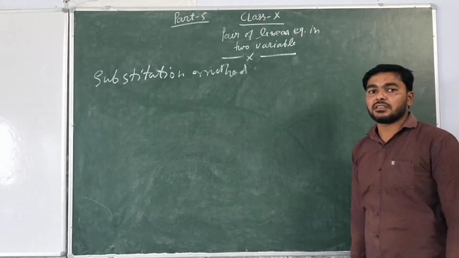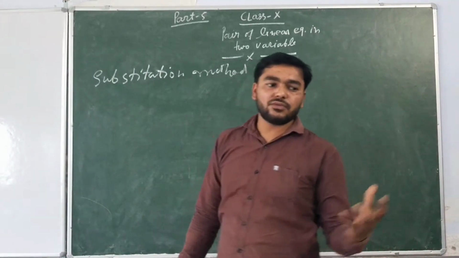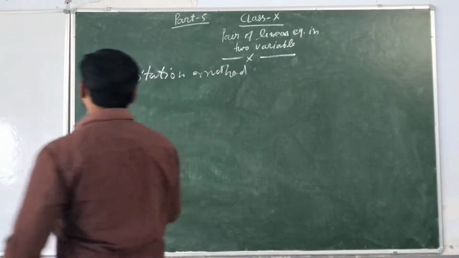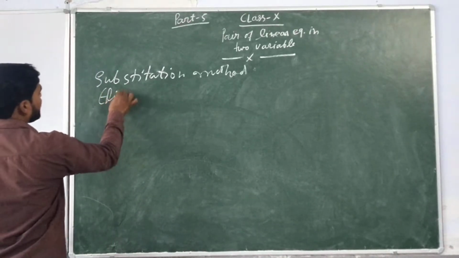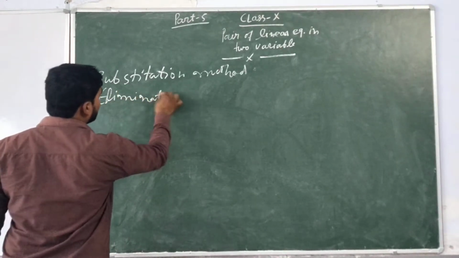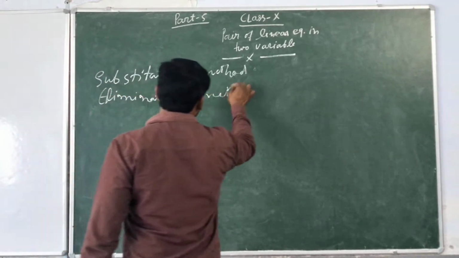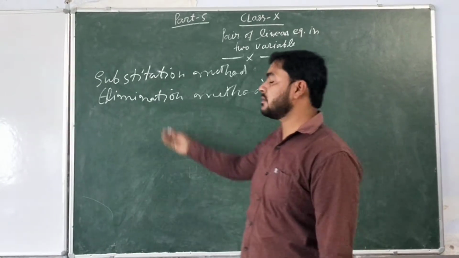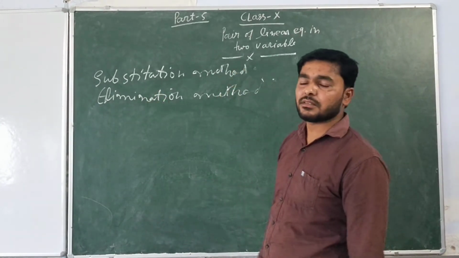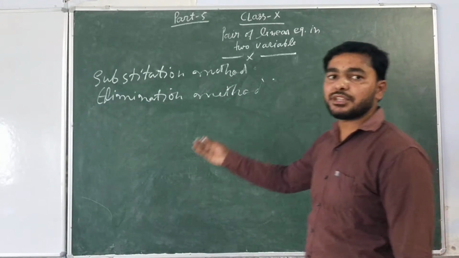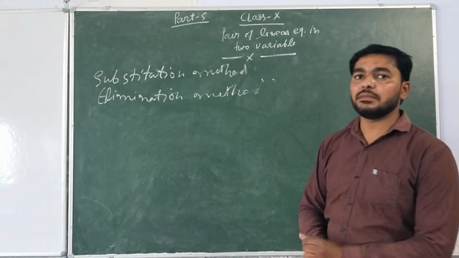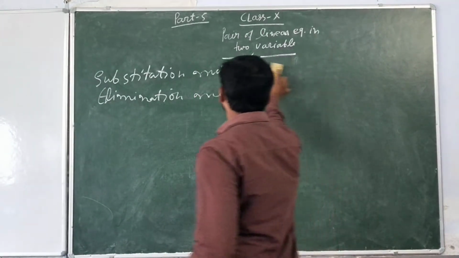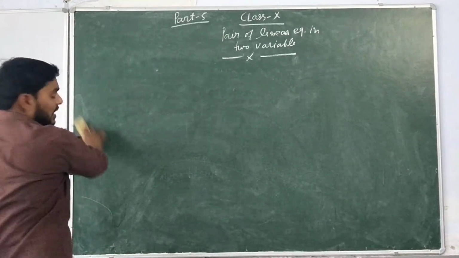In the substitution method, we take the value of one variable in terms of another variable. Now the second method is the elimination method. As the name suggests, we have to eliminate something, so it has the name elimination. Eliminate means we have to remove. Now we are going to discuss the elimination method.